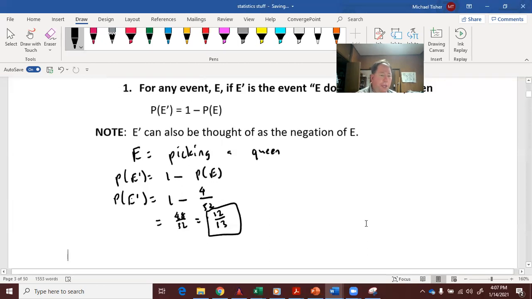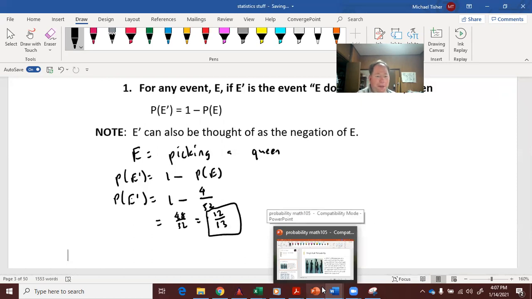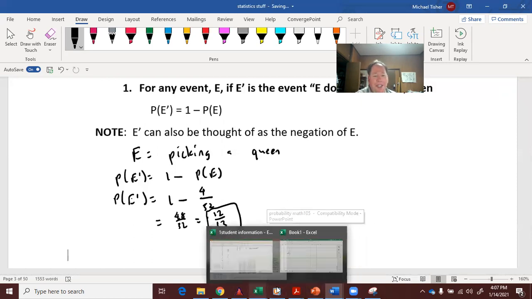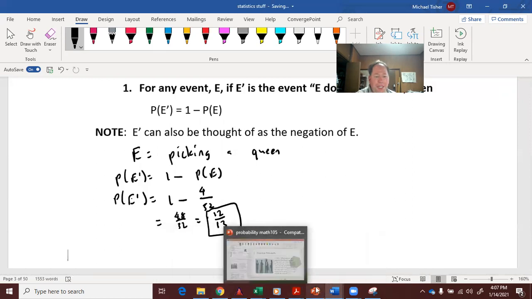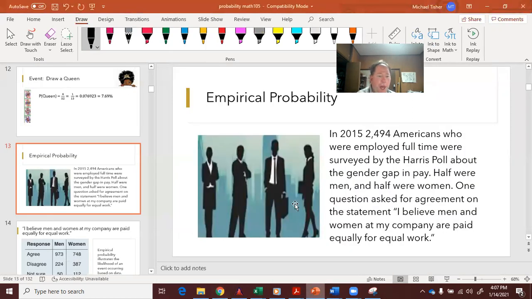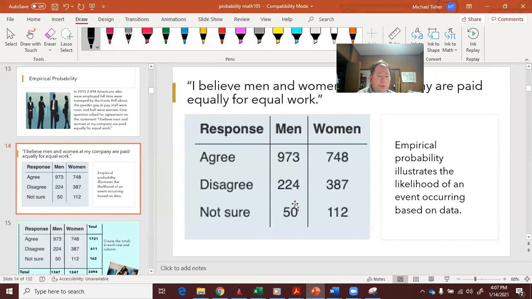Now let's look at a more complicated example. Well, actually, not yet. We'll look at another example right now, and then we'll look at a complicated example after that one. Maybe you're saying, well, they're all complicated. What are you talking about, Tisher? Let's just use this table.